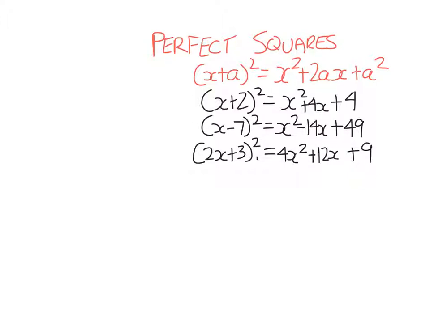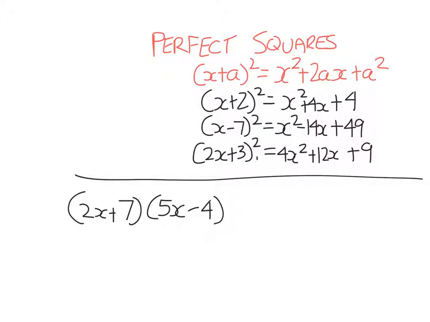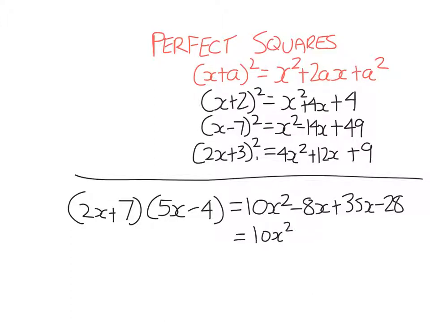So unfortunately, there isn't always a quick way. If the thing is non-monic and it's not a perfect square or difference of two squares, you will have to use FOIL. So if we're expanding something like this, there is no quick way to do it. We just have to use FOIL. So if we were going to use FOIL, first 2x times 5x, outsides 2x times minus 4, insides 7 times 5x, and then outsides 7 times minus 4, and once again we collect like terms, minus 8x plus 35x gives us 27x, like that.